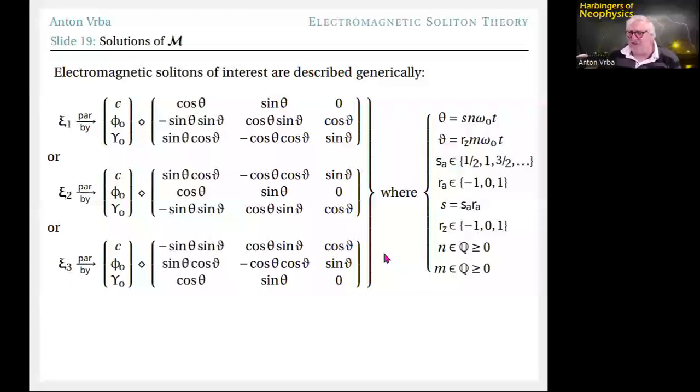All solitons of interest are described by these following three equations. If you look very carefully, you will find all the quantum numbers in here for spin, forward and backwards, but it's all described in the paper. I say N and M, which are in here, are rational numbers. You will see later that I actually need to divide by them and not multiply them when working with solitons.